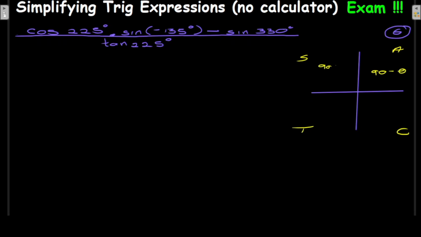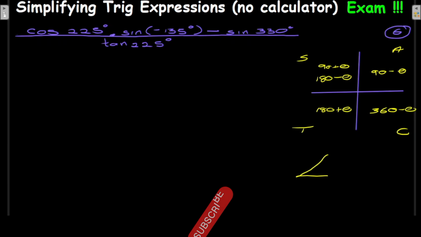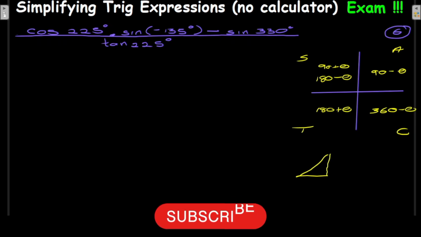All students take coffee. In the first quadrant, like I already said, we have 90 minus theta. Second quadrant, we have 90 plus theta, 180 minus theta. Third, we have 180 plus theta. And then the fourth, we have 360 minus theta. Okay, so for this question here, I'm just going to show you guys how we do it.